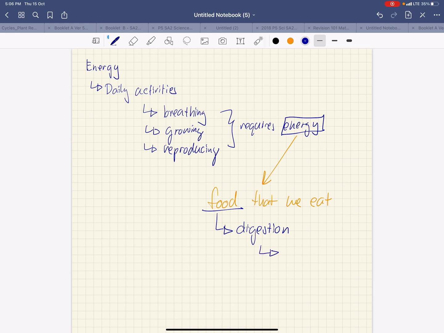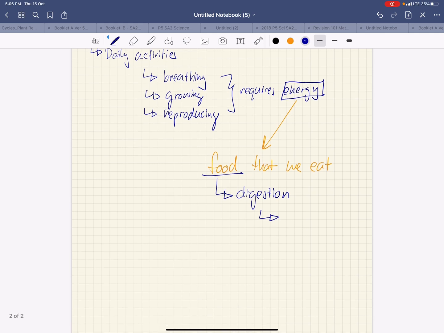The simplest type of food that we get after digestion is a simple sugar known as glucose. Of course, there are other types of nutrients such as amino acids and everything else, but that is out of syllabus and I will not be talking about that. Glucose is the simplest type of sugar that you can get.